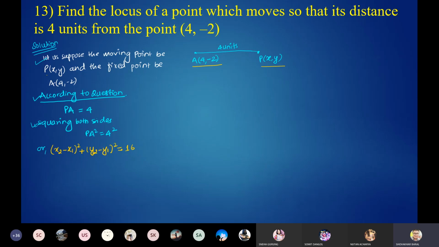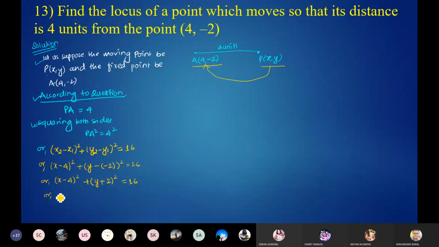In the distance formula, there is a square root that gets cancelled by the square that is present over this PA. So let me replace the values here. Let me suppose this is x2 and this one is x1, so it will be (x minus 4) whole square plus (y minus 2)... There are two minus signs, so be cautious while solving this. It will be (x minus 4) whole square plus (y plus 2) whole square equals 16, since minus times minus is plus.